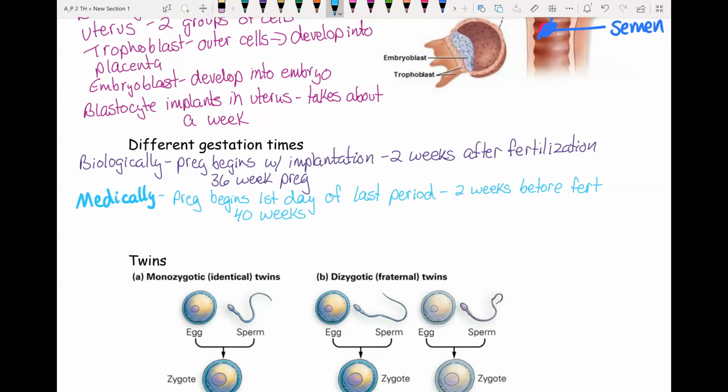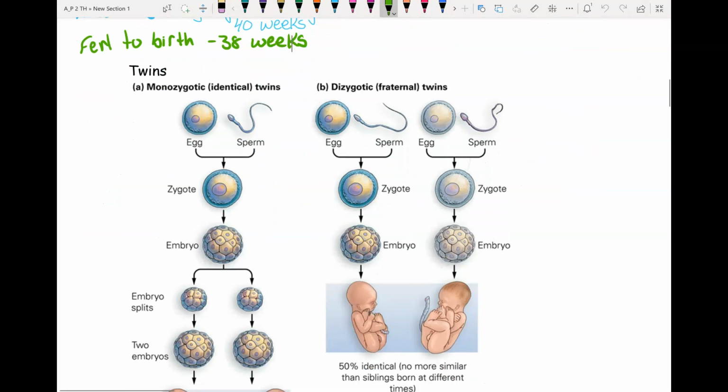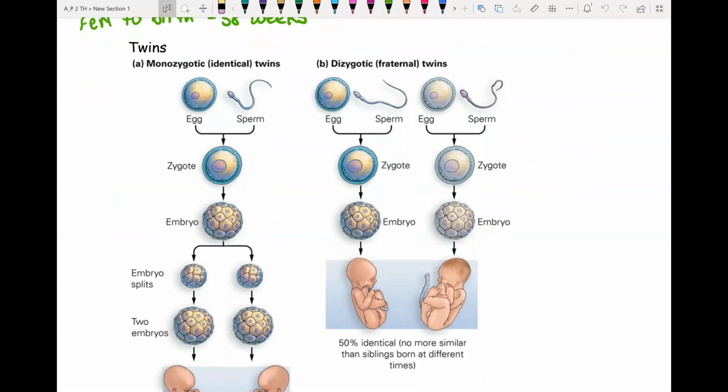If you want to count just from fertilization to birth, that time is 38 weeks. So from conception to birth is 38 weeks, but doctors add an extra 2 weeks on. They start counting from the first day of the last period and say that it's 40 weeks. Another thing that can happen during fertilization is you can get twins.